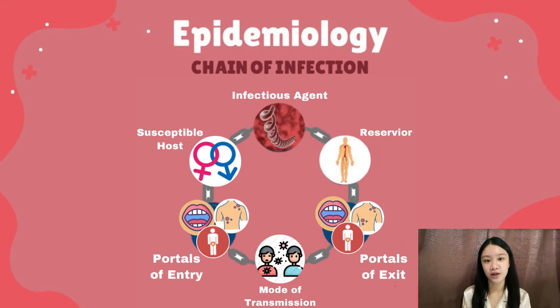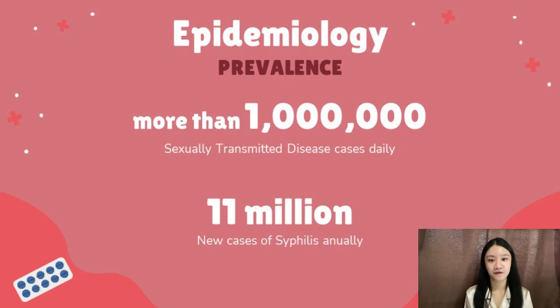Next is the portals of entry, which are certain locations through which the pathogen has to get in order to infect the host. It can be in the form of the mouth, breaks in the skin or lesions, and external genitalia. The last one is the susceptible host, which is the one that will be infected by the T. pallidum. Humans are the only hosts of this bacteria, particularly those that are sexually active and those that do not practice safe sex. Regarding the prevalence of syphilis, the World Health Organization estimated that there are more than 1 million cases of sexually transmitted disease reported each day globally. For the annual data, 11 million new cases of syphilis are being reported every year.